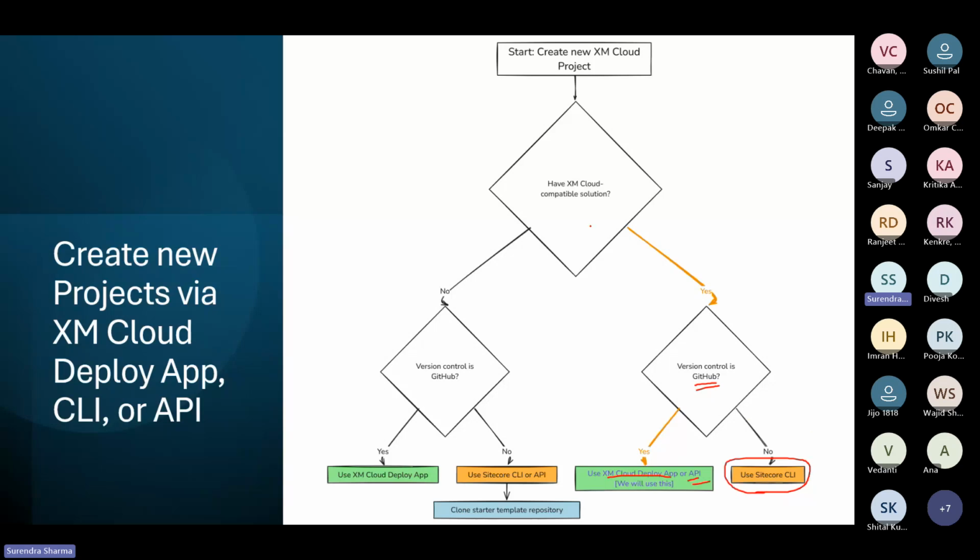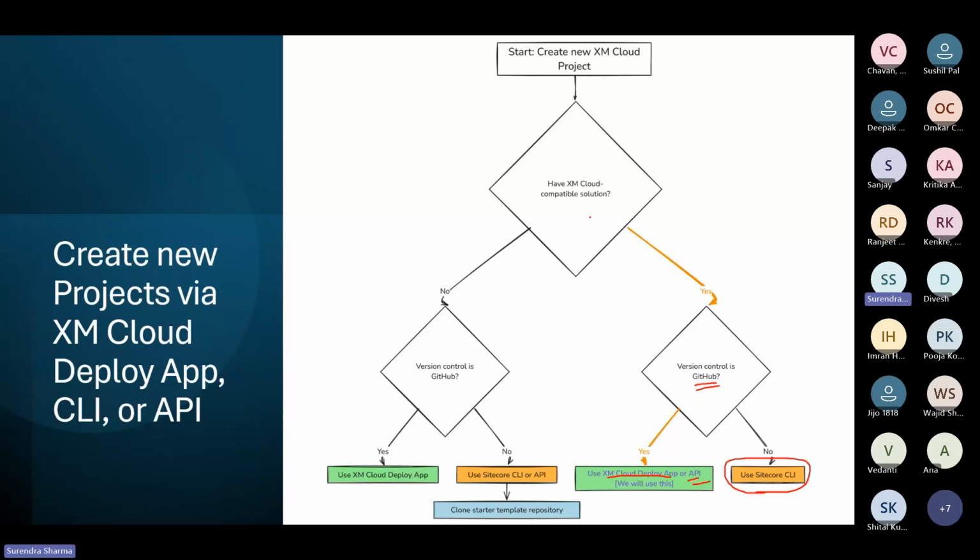But if you are converting your entire solution to a new one, from the Sitecore side you will get default sample code that we can use. We can pull that repository, clone it, and then within that we can start to add our own components. That will be the best approach.